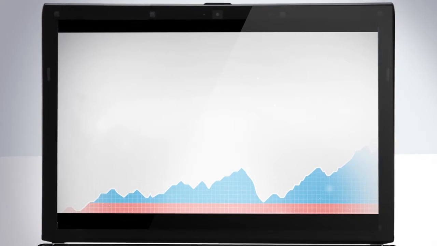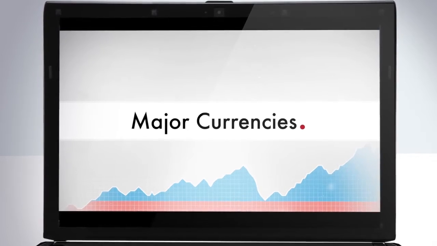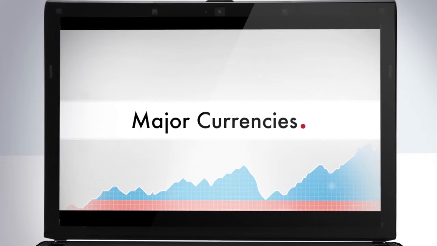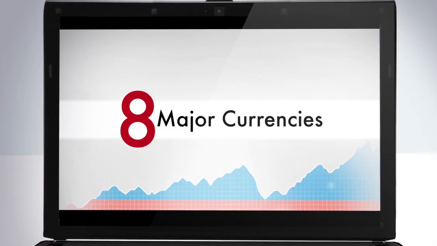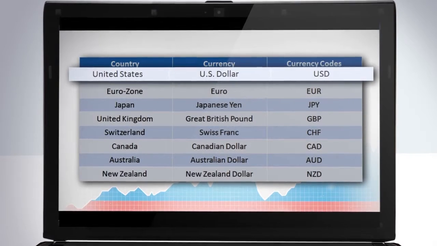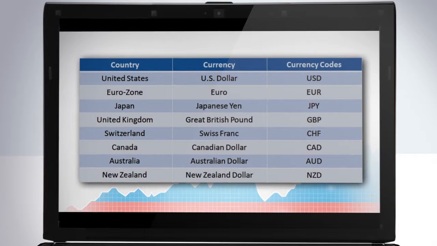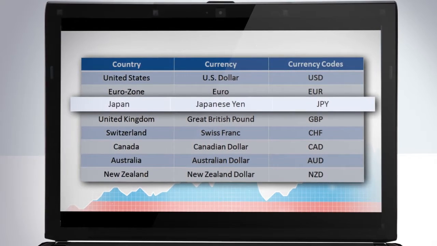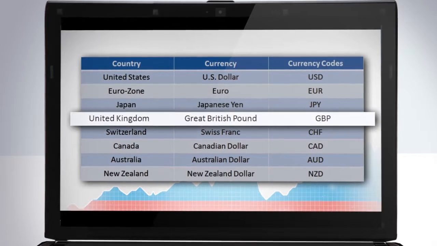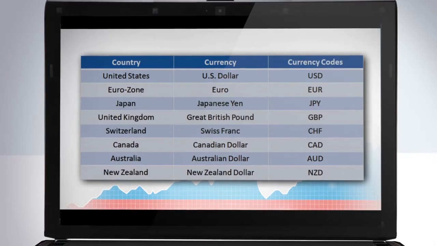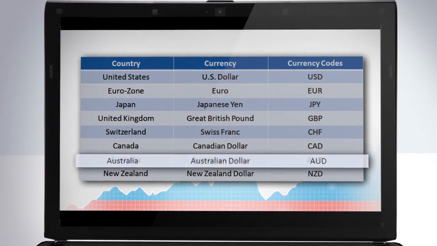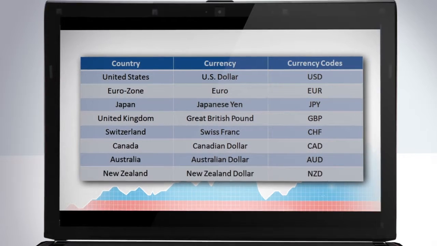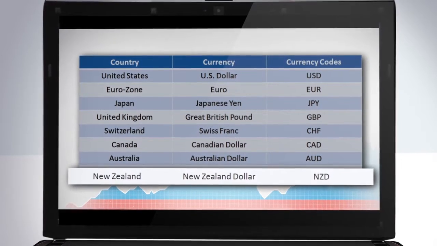We'll start with the list of major currencies and their respective designation in the Forex market. These are the 8 major currencies and their respective codes that make up the majority of trade in the currency market. The US dollar, designated as USD, the euro is coded as EUR, the Japanese yen as JPY, the Great British Pound as GBP, the Swiss franc as CHF, the Canadian dollar as CAD, the Australian dollar as AUD, and the New Zealand dollar as NZD.